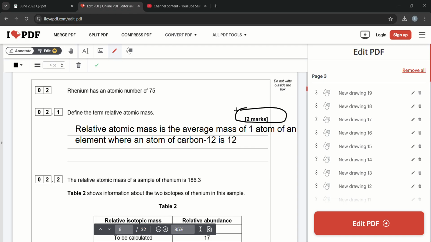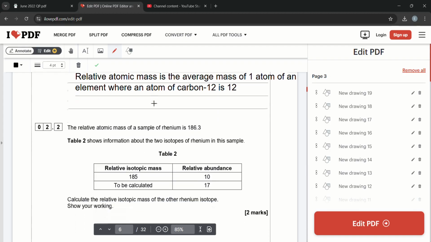So yeah, not learning your definitions can be the difference between a grade B and an A, grade A and an A star. Think about 2 marks. I feel like every paper there's maybe 2 define questions, maybe 2 over 3 papers. That's 2 times 2, 4, 12 marks. So yeah.